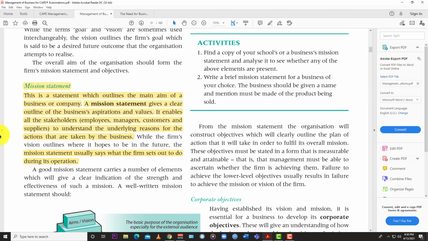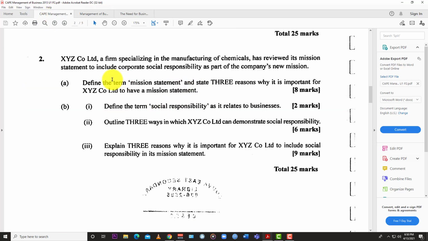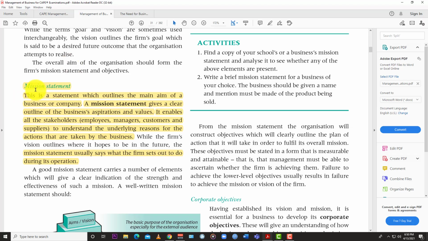Okay, mission statement. A mission statement is a statement which outlines the main aim of a business or a company. So that's the definition right there. So define the term mission statement: this is a statement which outlines the main aim of a business or a company.